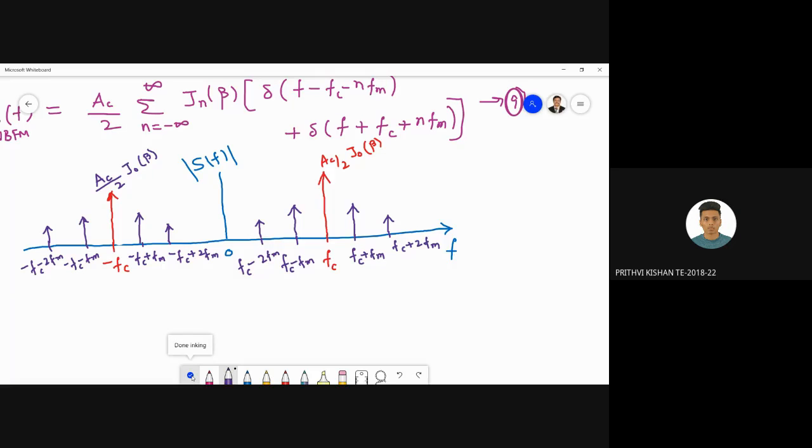You're not given J2 of beta, so we can't draw the amplitude at minus FC minus 2FM, right? We don't know the amplitude. That is why you don't have to mention it. Just write an impulse function. At least that much you will be able to do. You can show the impulse function. You don't have to worry now about the magnitude, how much it is.